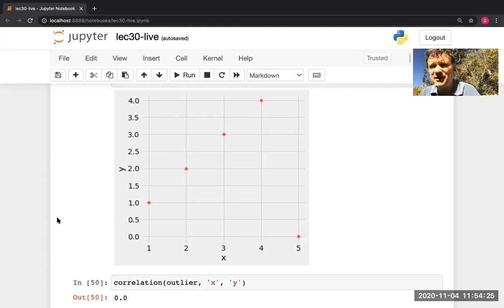So sometimes it makes sense to remove the data. Sometimes it's a little dubious to do so. So you're going to have to use your judgment. I can't give you a hard and fast rule. You've got to look at the data, understand what's going on with that data point, and figure out what makes sense for your particular application.